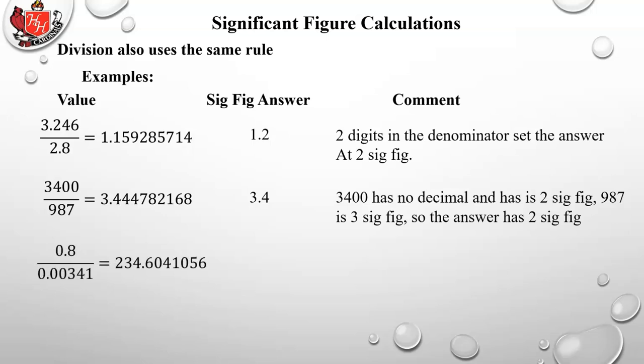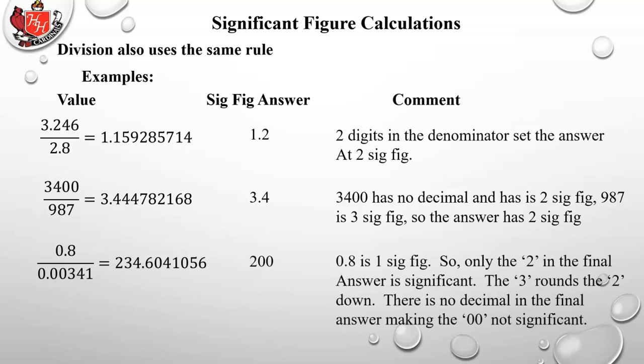Okay, 0.8 has 1 sig fig. 0.00314 has 3, so the answer can have 1. So again, this is one of those tricky ones. What's it going to be? The only sig fig can be that very first 2. That means the other 2 digits, the 3 and the 4, have to go to zeros because you have to have 3 digits to the left of the decimal. So it's going to be 200. Okay, there's the explanation.